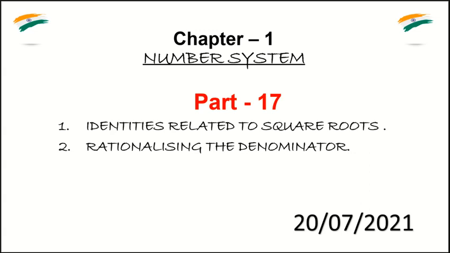Students, this is part 17 of the chapter number system. In this part 17, we will go for learning or recollecting identities related to square roots. Later we will go for rationalizing the denominator.